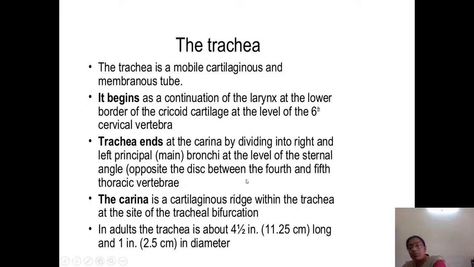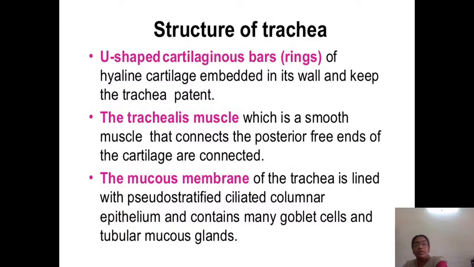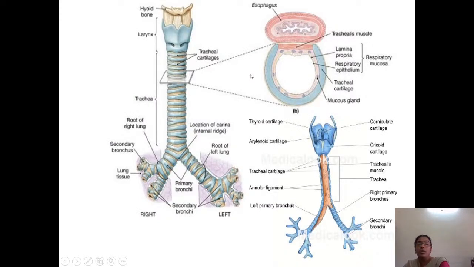Next, the length of the trachea is about 11.5 centimeters, and the diameter is about 2.5 centimeters. The structure of the trachea is a U-shaped tube made anteriorly by cartilage. Posteriorly there is a muscle called the trachealis muscle. There is secretion in the trachea because it should never be dry. Goblet cells are present, so the interior of the trachea is lined by pseudostratified ciliated columnar epithelium with goblet cells, which secrete mucus. So this is how it looks.